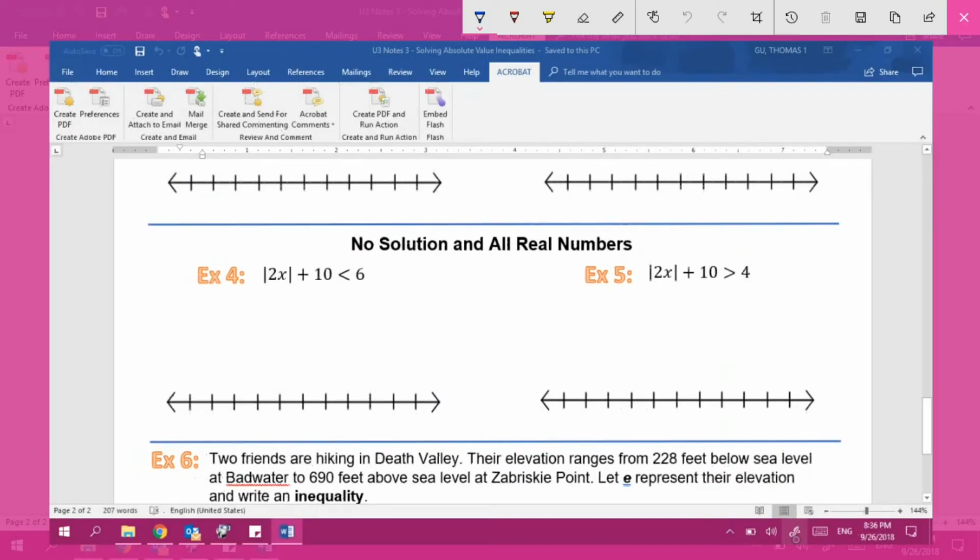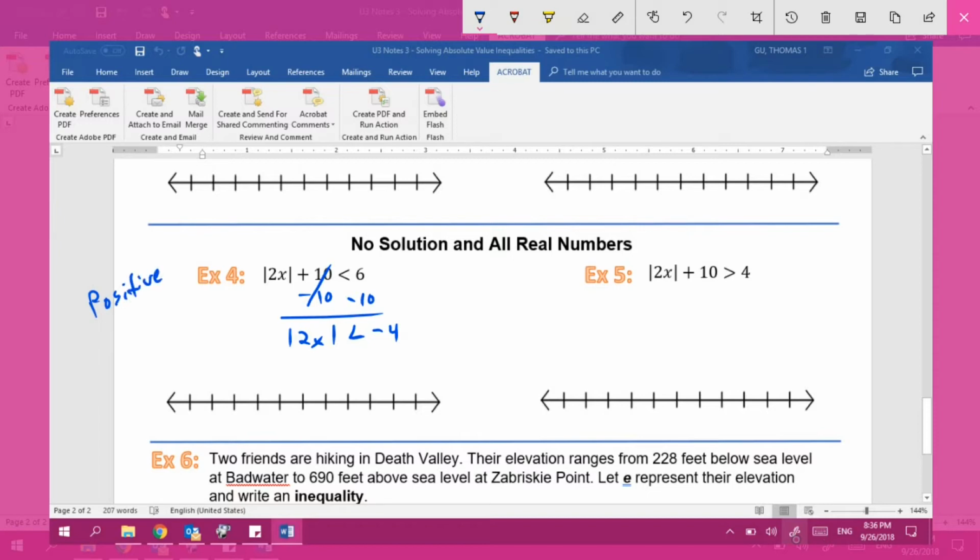Okay, we need to take a look at some special cases though. Just like we had extraneous solutions when we were solving absolute value equations, we can have some special solutions here as well. So look at example 4. What do we need to do first here? We can't do anything until we get the absolute value by itself. So let's subtract 10 from both sides. Okay, that's boom, like that. The absolute value of 2x is less than 6 minus 10, which is negative 4. Wait a second though. Look what this says. This says that the absolute value of 2x is less than negative 4. Any absolute value is going to come out what? Positive.